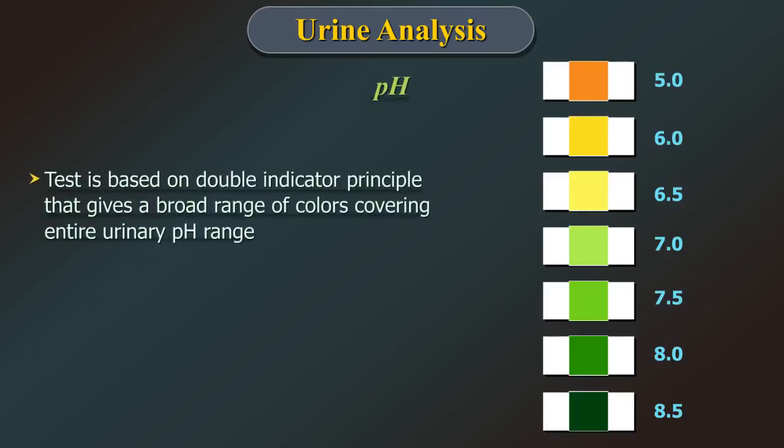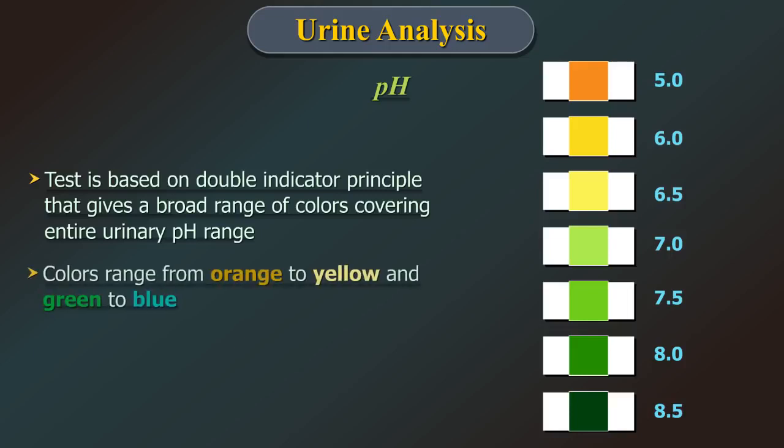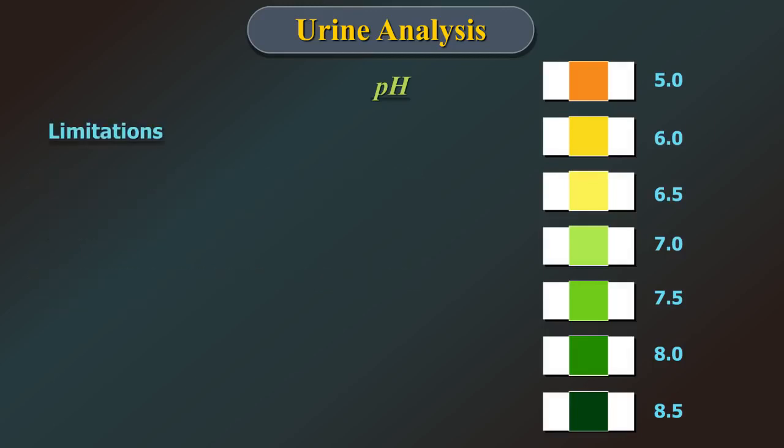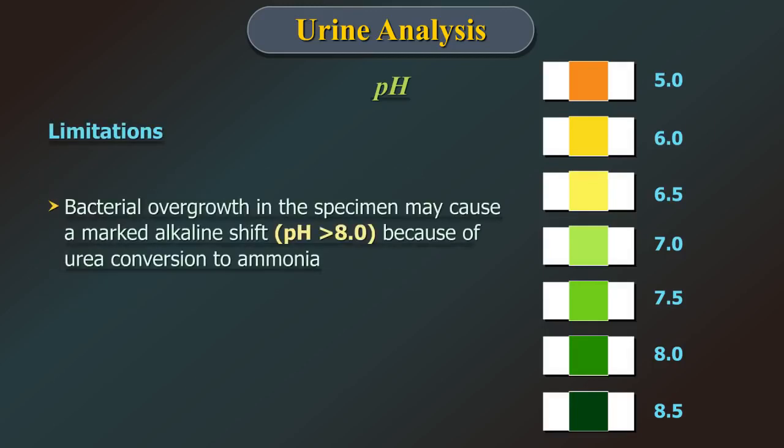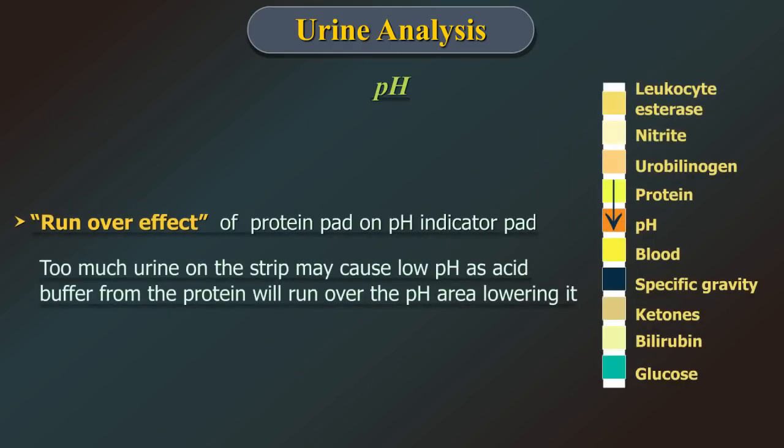The test is based on the double indicator principle that gives a broad range of colors covering the entire urinary pH range. Colors range from orange to yellow and green to blue. The limitations being, bacterial overgrowth in the specimen may cause a marked alkaline shift because of urea conversion to ammonia. The runover effect of protein pad on pH indicator pad. Too much urine on the strip may cause low pH as acid buffer from the protein will run over the pH area, lowering the pH levels.